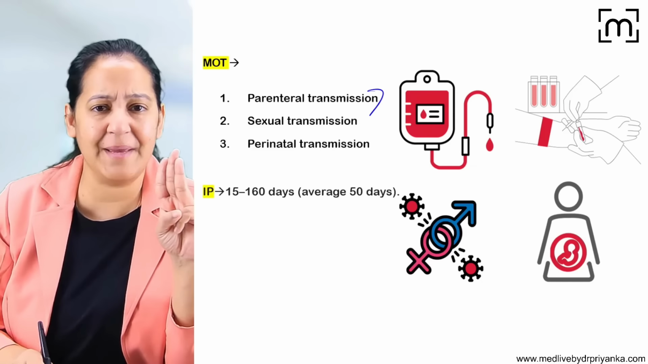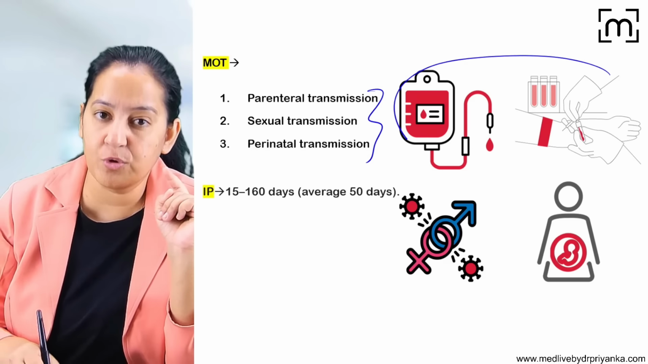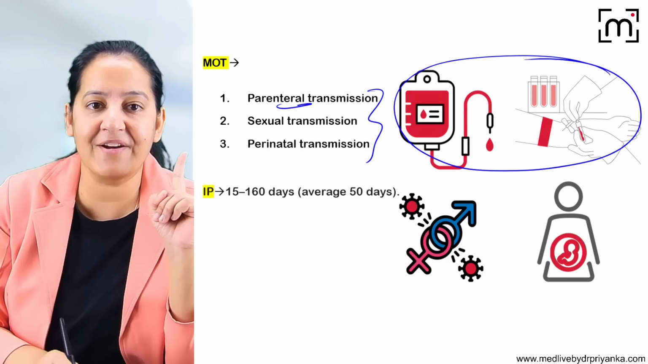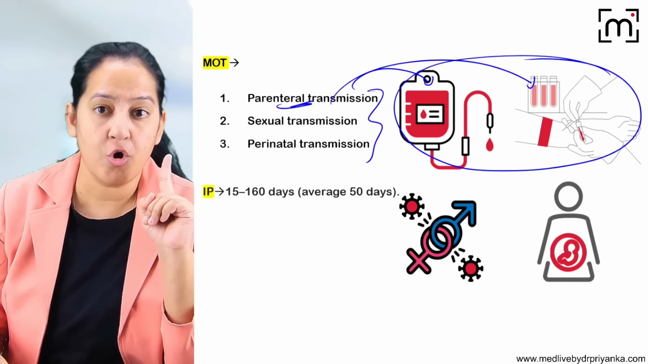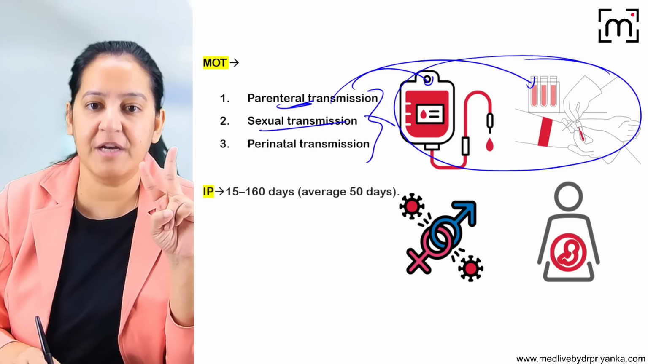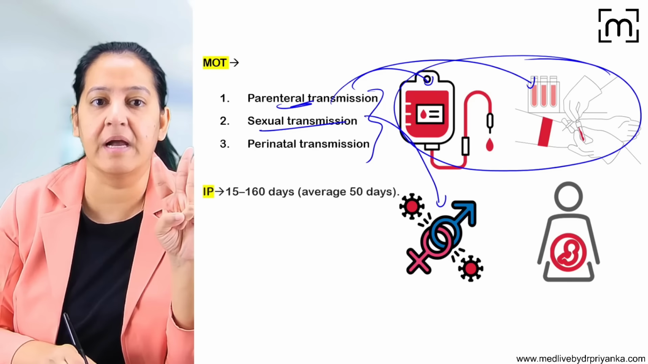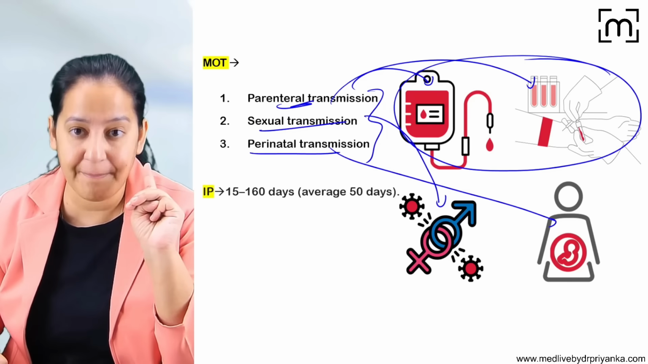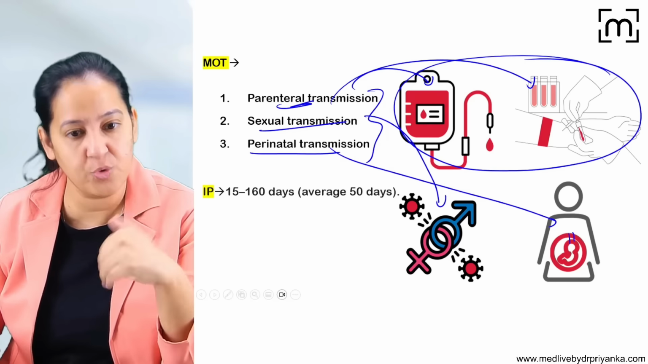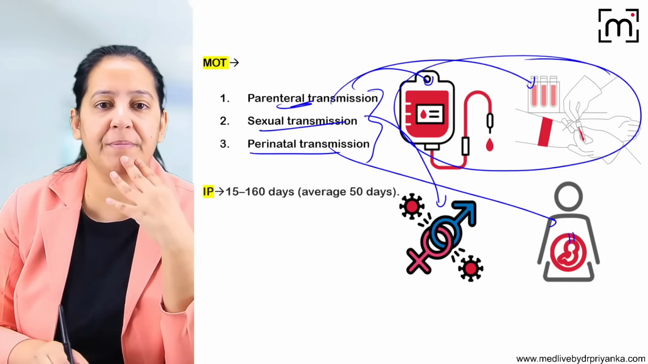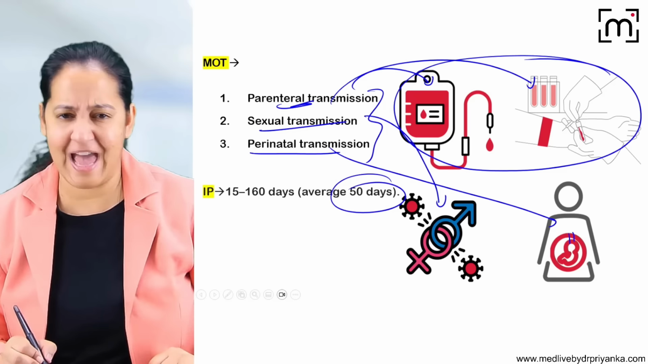Mode of transmission are the same 3 as that of B. So it can be transmitted most commonly by parenteral route. What do you mean by parenteral? Either by blood transmission or common needle or common syringe. It can be transmitted by sexual route from infected male partner or female partner to the other sexual partner, and by vertical or perinatal route via placenta from infected pregnant lady to her fetus. Incubation period on an average it's 50 days. Learn the average, it's 50 days.